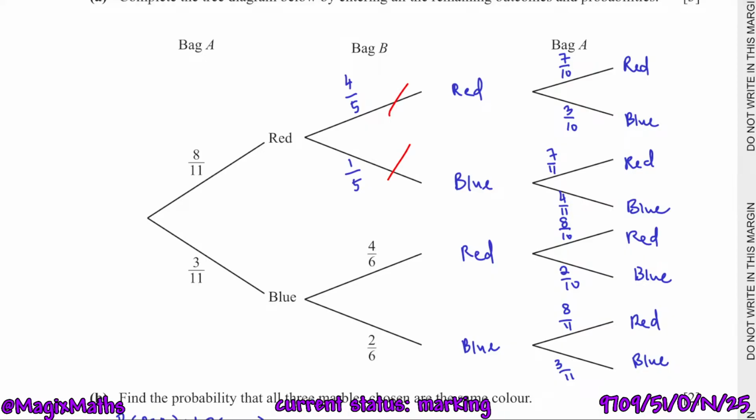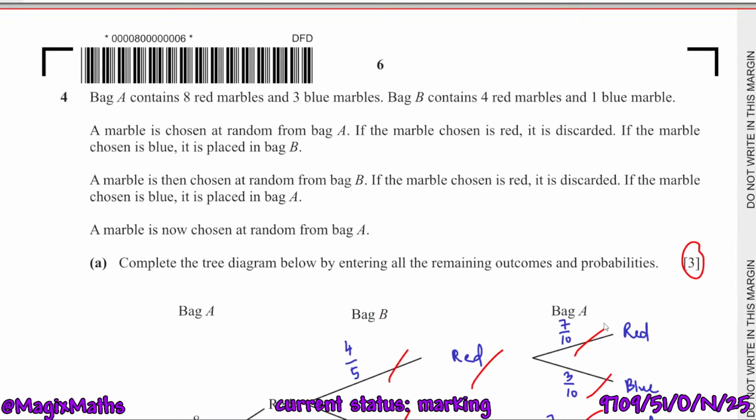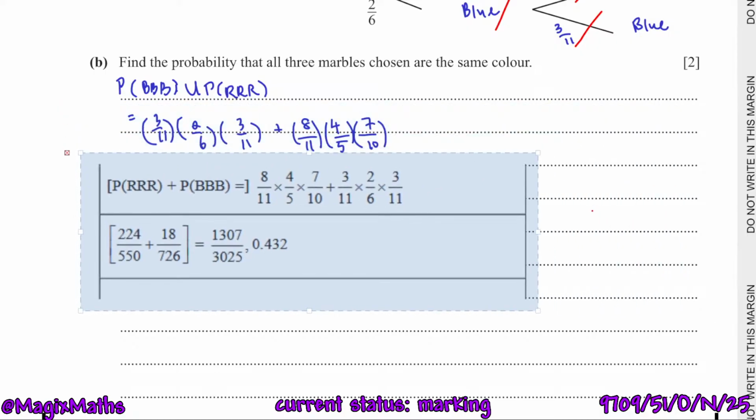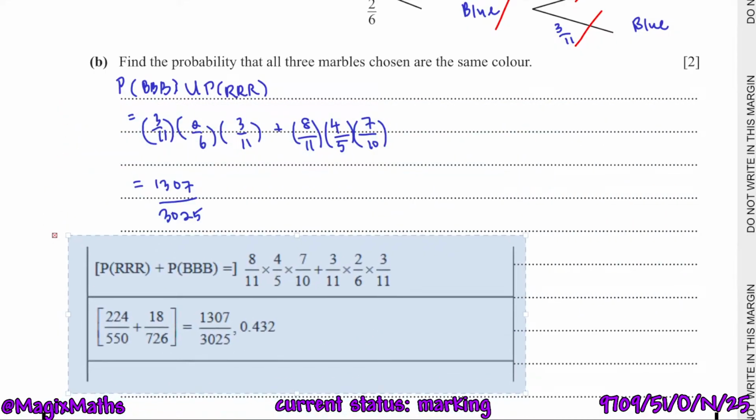4 5 1 5. Red blue. 7 3 7 4 out of 11. 8 and 2 out of 10. 8 and 3 out of 11. Red blue. So that's 3 marks. This one. One 307 3025. Yep, it's 2 marks.